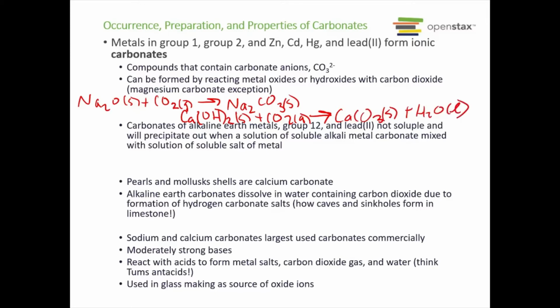The carbonates of alkaline earth metals, those from group 12, and lead 2, are not soluble, and they will precipitate out of a solution when you take some soluble alkali metal carbonate and mix it with a soluble salt of the metal.